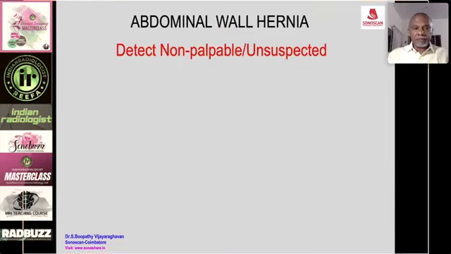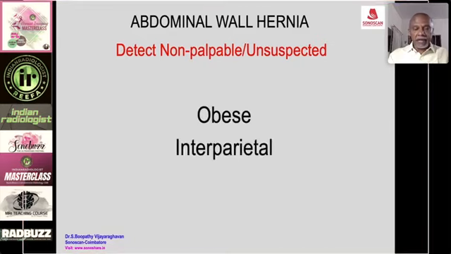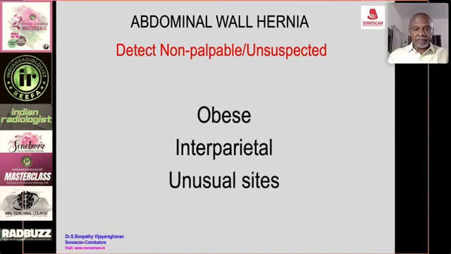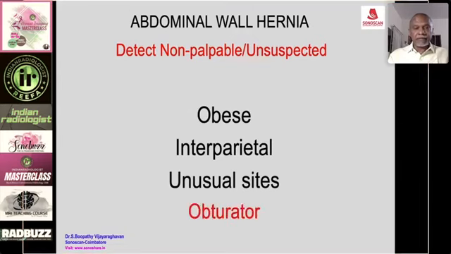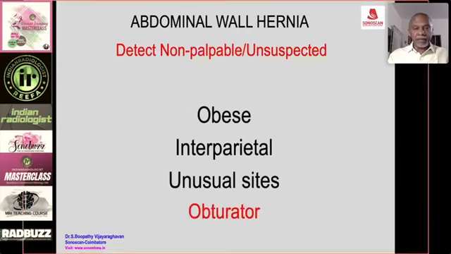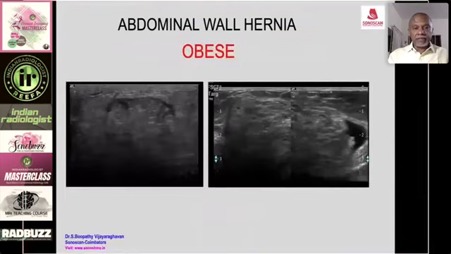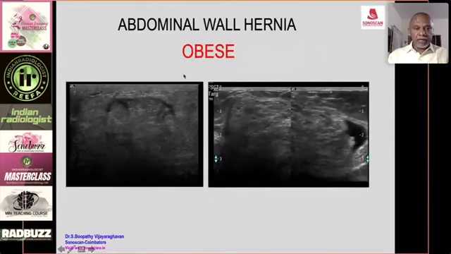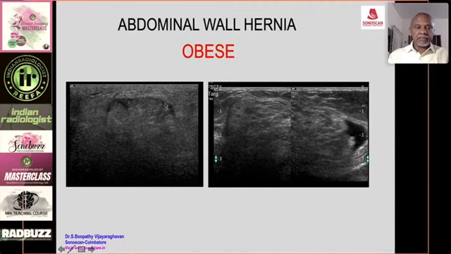Sonography is very useful to detect non-palpable or unsuspected hernia. This happens in obese individuals and in interparietal hernia. We will see that. And in the unusual sites where you don't suspect a hernia, like an obturator hernia. So here this is a very obese individual. You see the entire depth is occupied by the abdominal wall, and so the bulge will not be seen clinically. So in such situations, ultrasound is really useful.